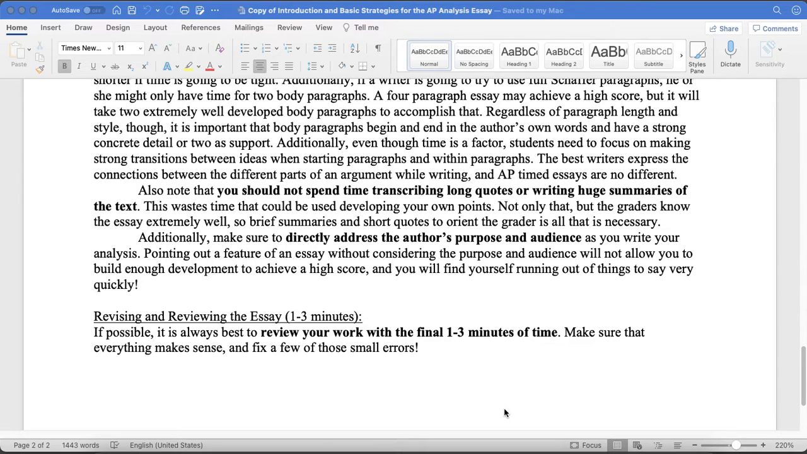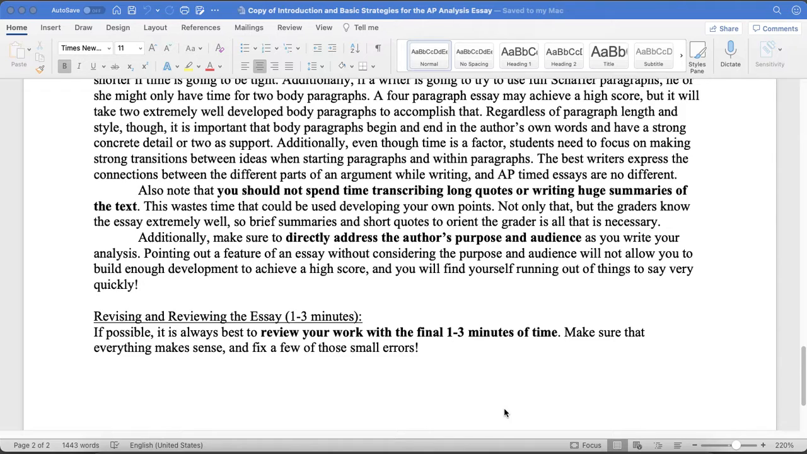You have to remember that on the real AP test, AP readers read the same question. So someone has been hired, a teacher or professor has been hired just to grade question 2, the analysis, over and over and over again. They know the passage better than you ever will. And so you're just using quotation in order to focus them on your point. And so you want to make sure that it's purposeful when you do.